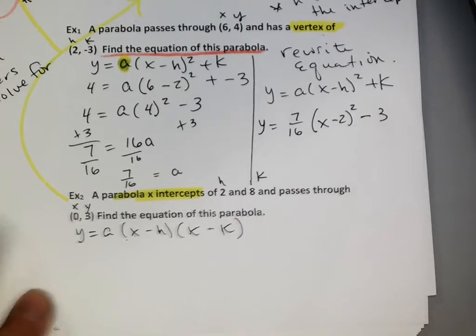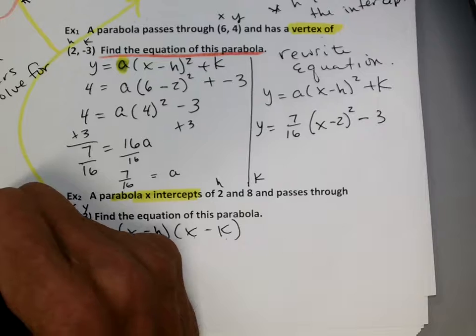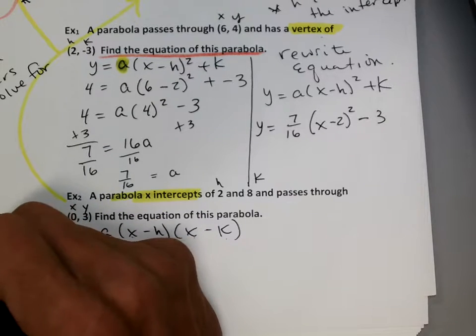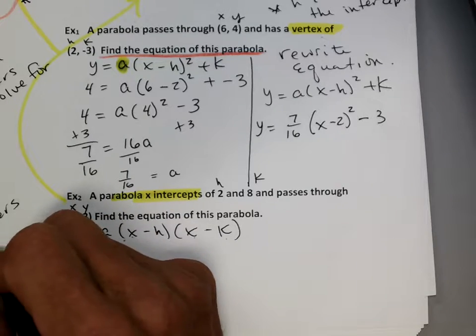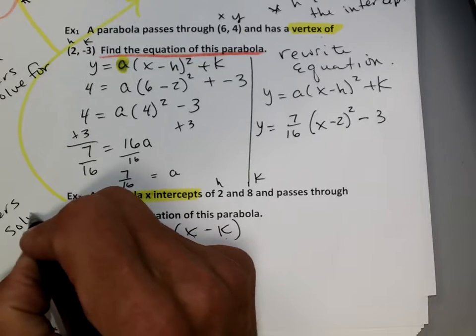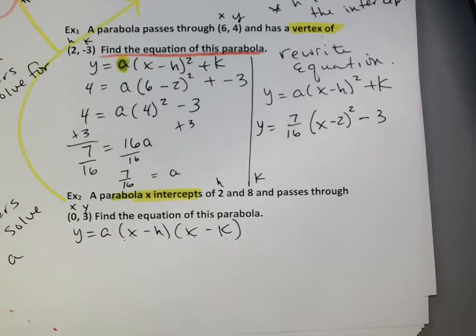What I don't know is A, the value of A. So again, I'm going to find and plug in numbers, same thing, and solve for A. All right, so I've got to find A. I'm going to plug my numbers in. Am I going slowly enough? All right, here we go.